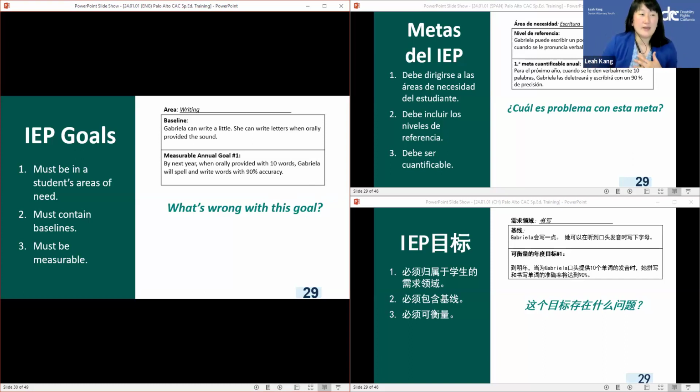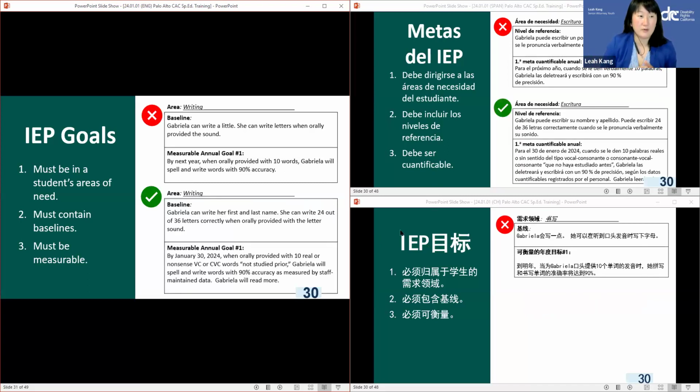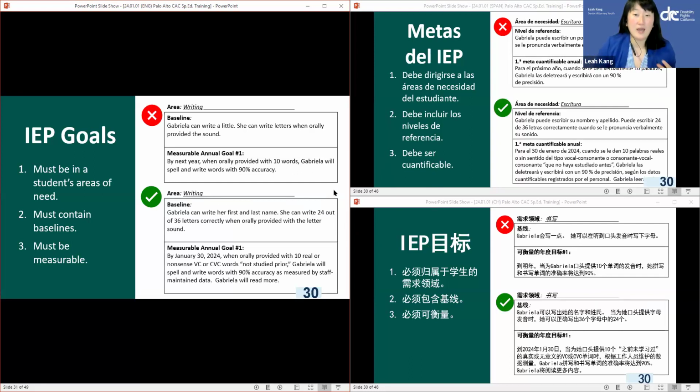So maybe we'll go to the next slide. You'll see we put a little X next to that goal that we think is probably deficient. And we've offered what's potentially a better goal, if we could click through. So here's a way we might revise that goal. Again, the same area of writing. This time the baseline says, Gabriella can write her first and last name, and she can write out 24 out of the 36 letters correctly when orally provided with the letter sound. So already we have a much better sense of more specifically where this student is performing in terms of writing.